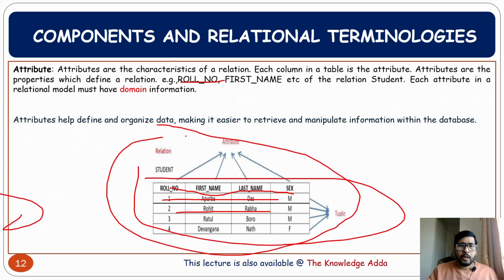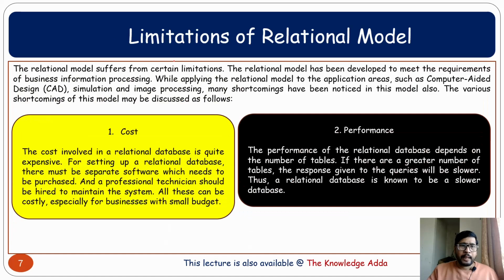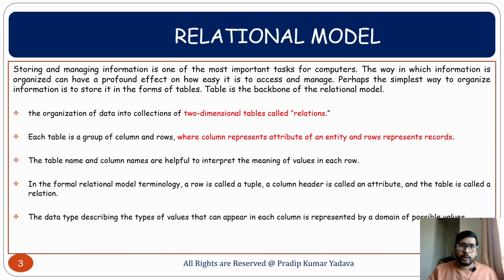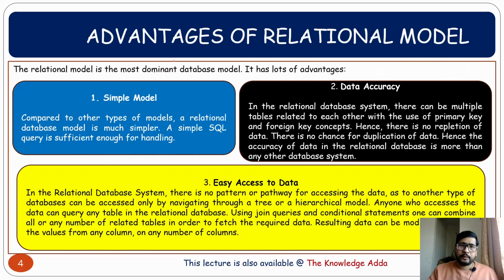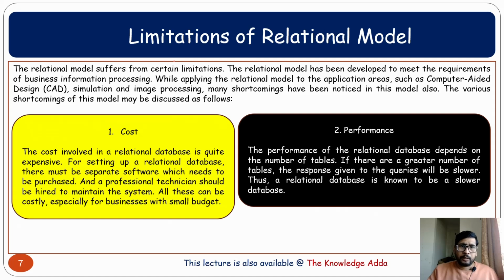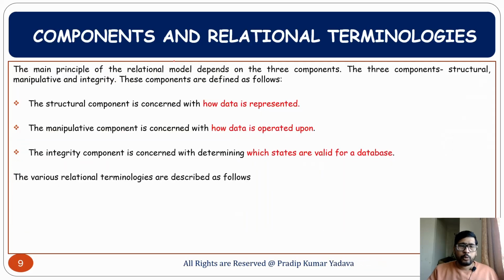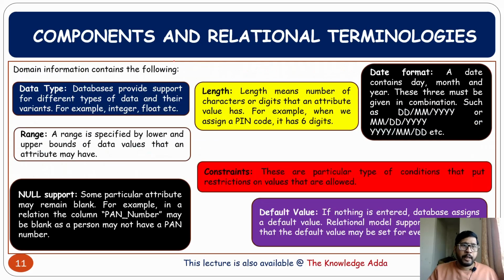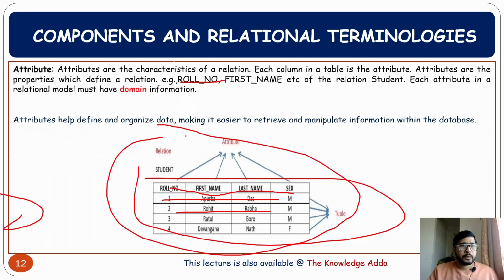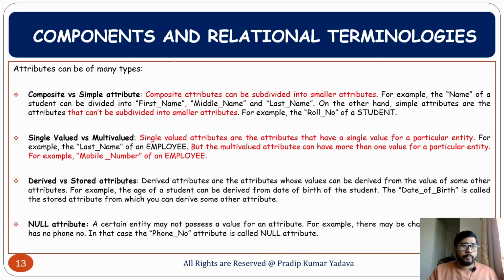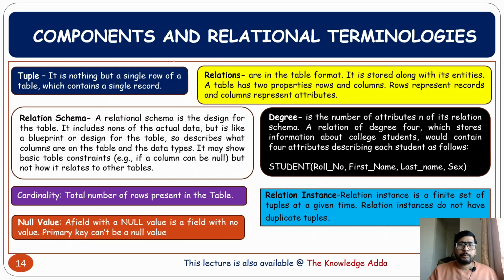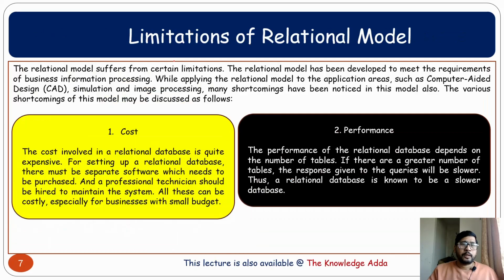So this is all for this lecture, and I hope you understand the advantages of the relational data model and its limitations, and also what the components are, what a domain is, and what domain information is. We also discussed attributes and many attribute types, and also some terminologies which are used in the relational data model.